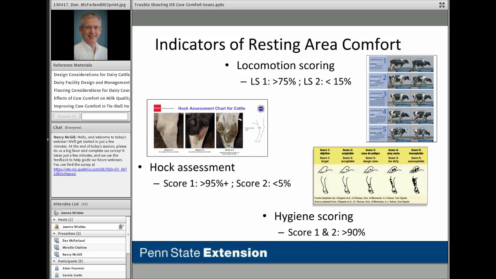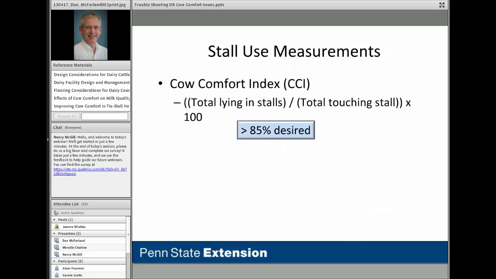Hygiene score is an indicator of stall grooming and also bedding management. It's looking at the cleanliness of the cow. And here in this chart, there's a score of 1 to 5. And we'd like to see greater than 90% of the herd at a score of 1 to 2, relatively clean.